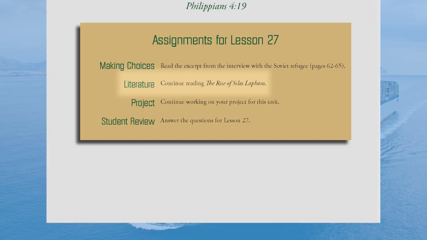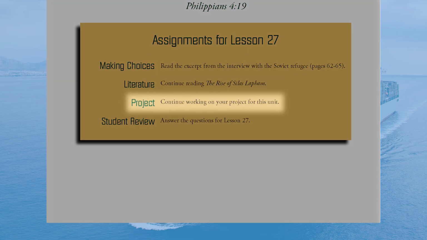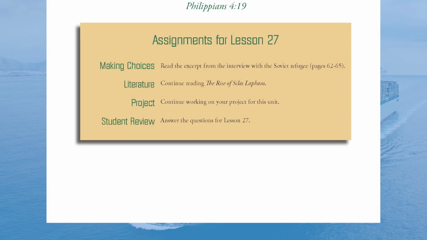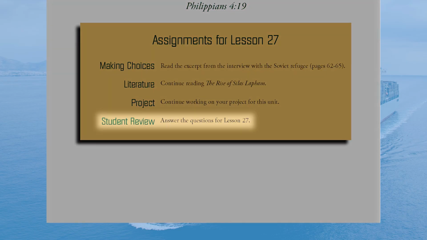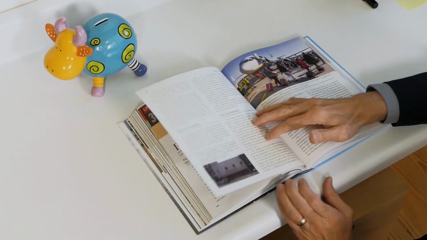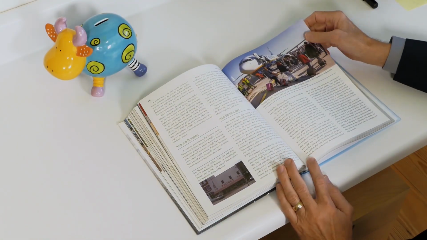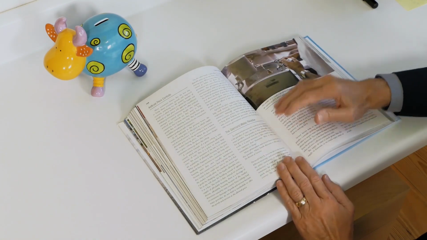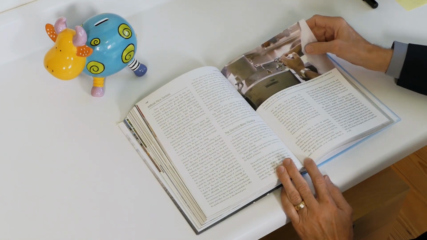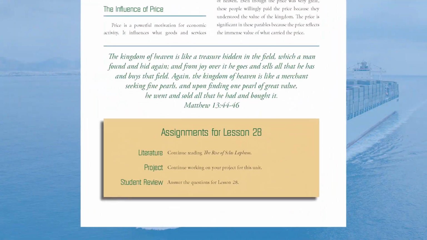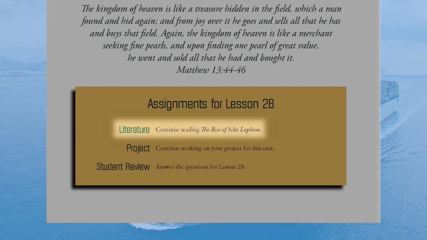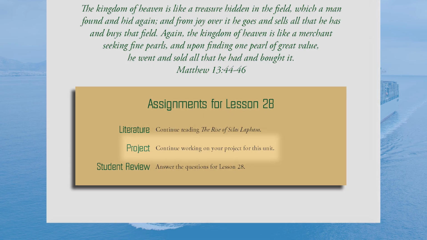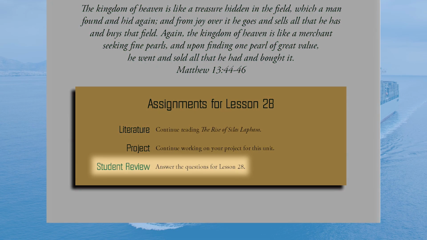The student continues reading The Rise of Silas Lapham, works on their unit project, and answers the questions in the student review book. The following day, the lesson asks the student, How much does it cost? This lesson is all about prices and the power of price as a factor in economics. Assignments for today's lesson include literature reading, the unit project, and questions in the student review.